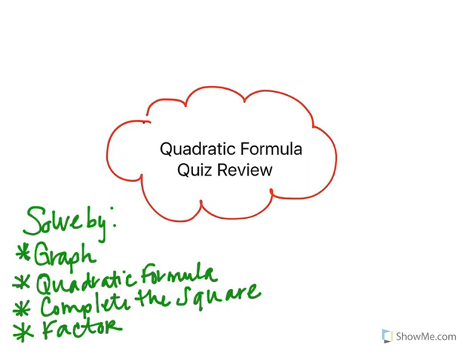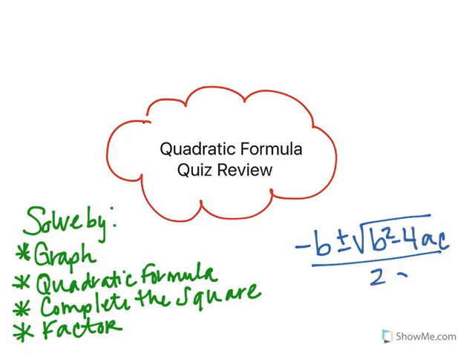Hey guys, today we're going to be doing the quadratic formula quiz review, and I just want to keep in your brains for tomorrow that quadratic equations can be solved by graphing, by using the quadratic formula, by completing the square, and by factoring. So you also need to keep in your heads that the quadratic formula is negative b plus or minus the square root of b squared minus 4ac all over 2a.